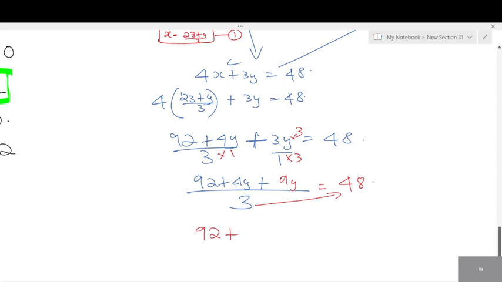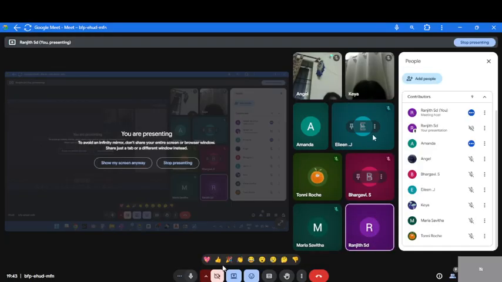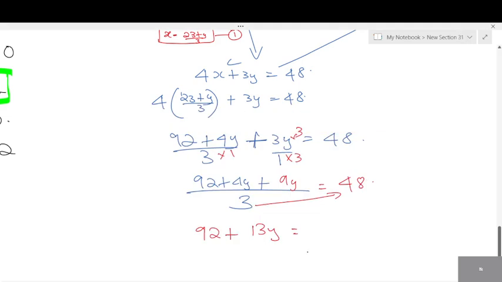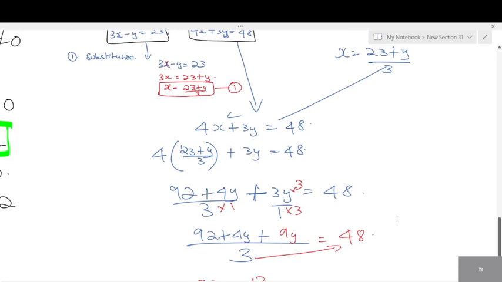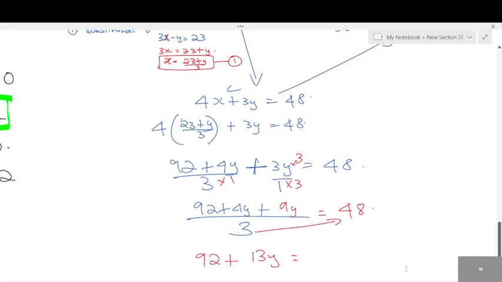What is 4y plus 9y, students? Yes, multiply 48 into 3. 3 will go to the other side. You get 48 into 3. Delicia, are you there? Are you concentrating? Yeah, multiply, students. Understood till here? Is it clear, all of you? Any doubts?